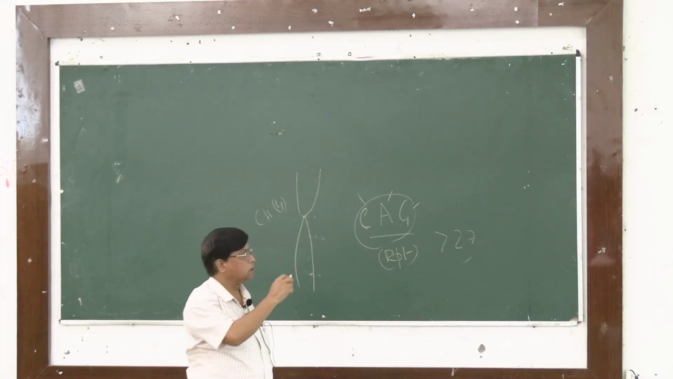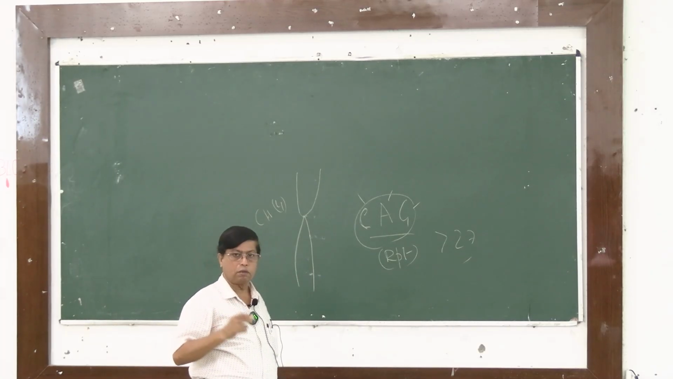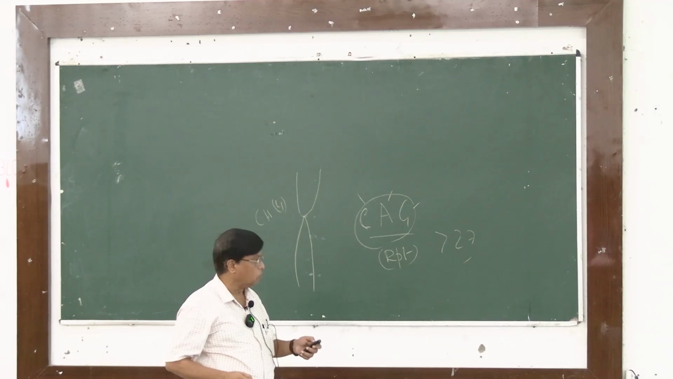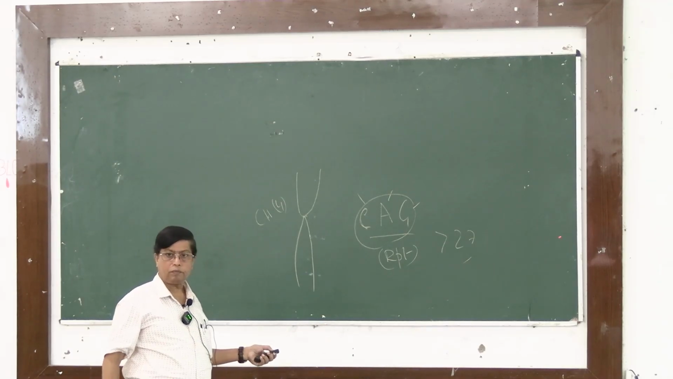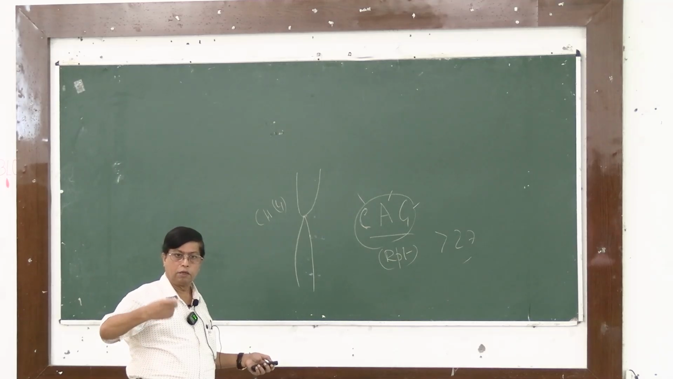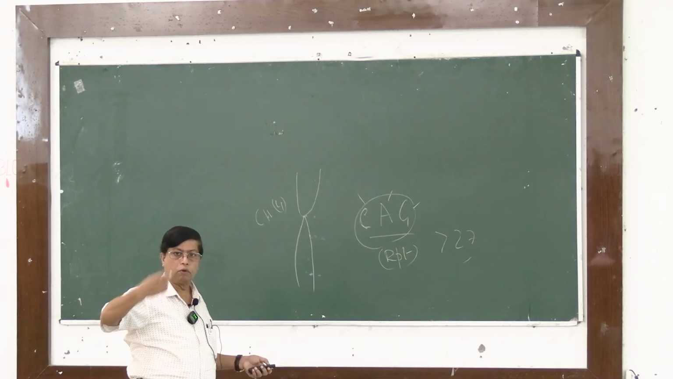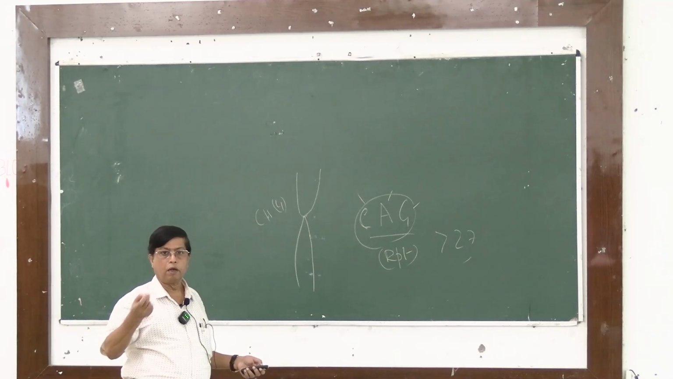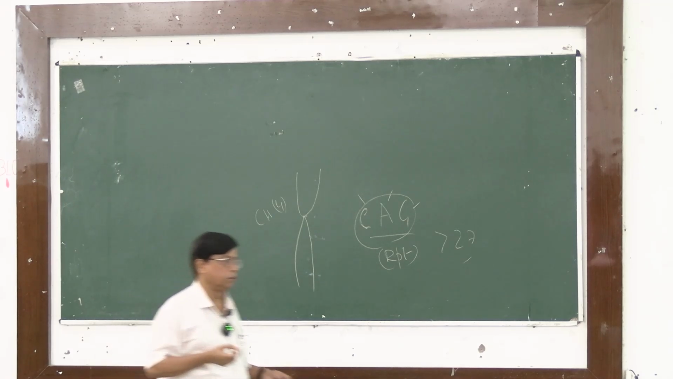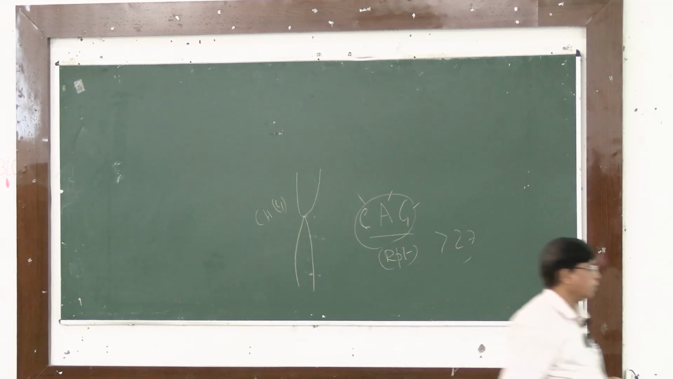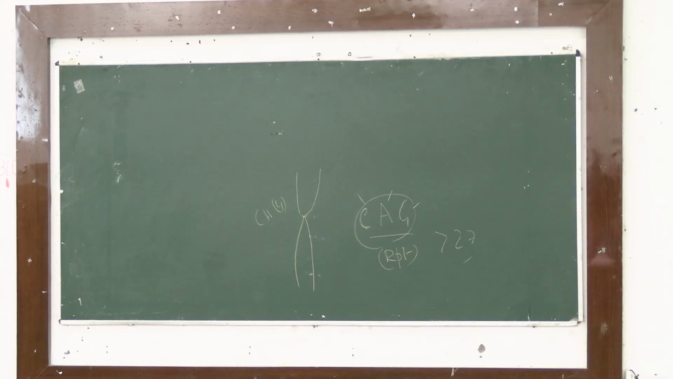So this is written there, this CAG repeat. You can now understand this word. What is repeat written there? It is a CAG repeat of more than 27. This triplet repeats in chromosome number 4. If more than 27, the patient will be symptomatic. Otherwise, if it is less than 27, usually they do not become symptomatic. So probably this is clear.